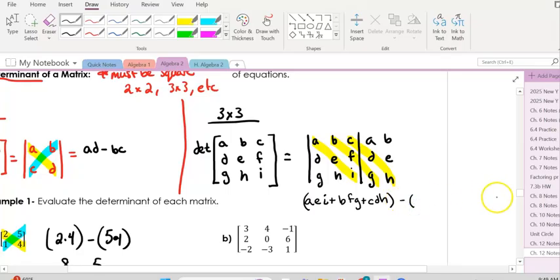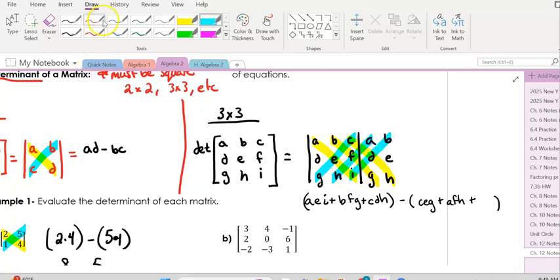Then you're going to do something similar, except you are going in the other direction. Right here, you have this diagonal, which is C times E times G. And then you also multiply this diagonal, H, F, and A. I call that A times F times H. And then you do the last diagonal, which is B times D times I. You add those numbers together, and they create the second number, and those are the two numbers you subtract.